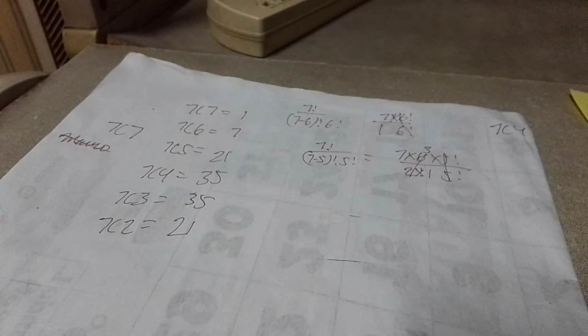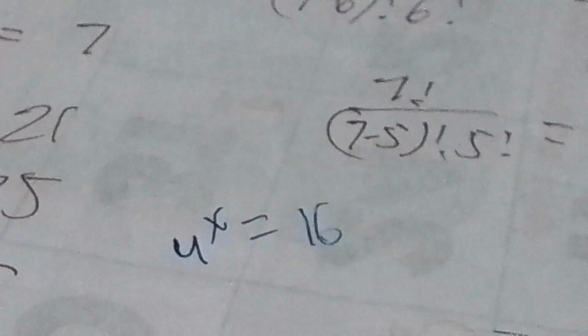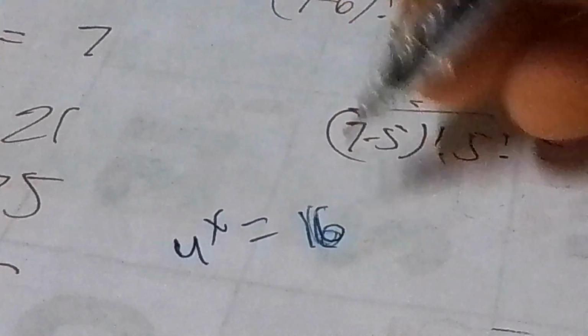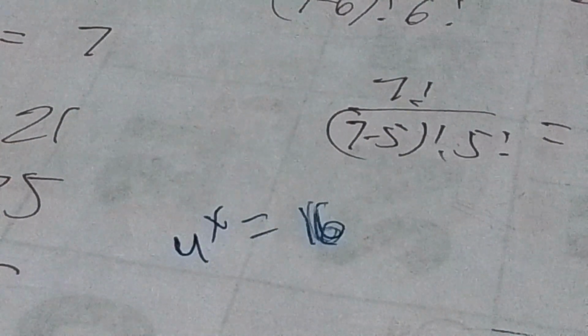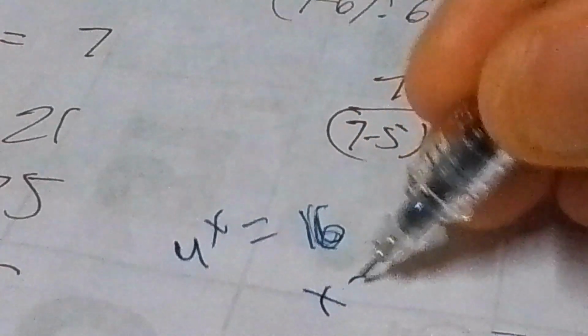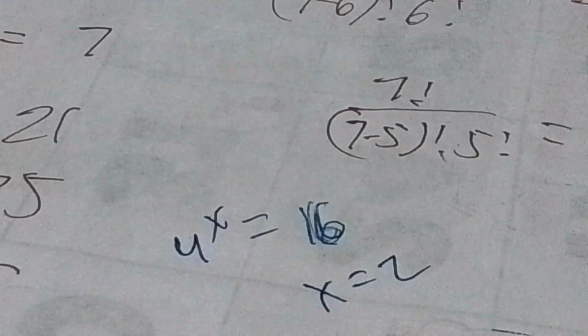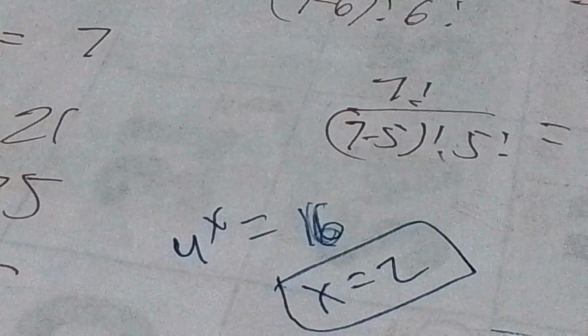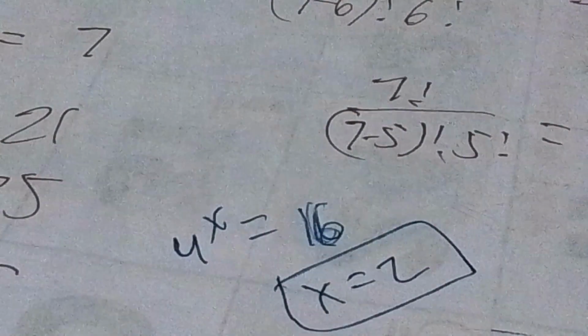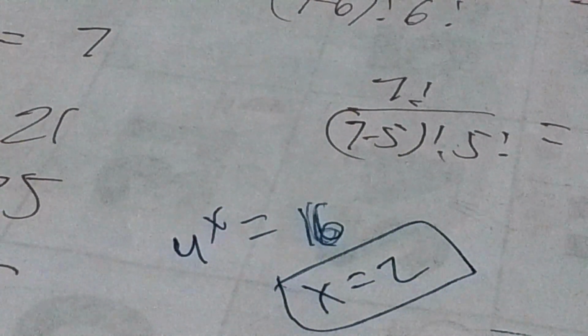Like for example, remember I told you before, if you have 4 raised to what power gives you 16? What is the value of x? You know that 4 squared is 16. So x equals 2, right? And that's your answer. In case you're not so sure, you have to make sure that the two bases are set equivalent to each other.